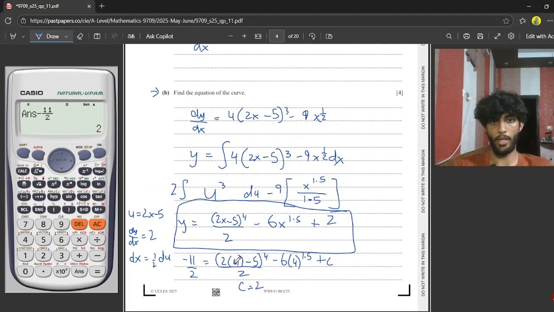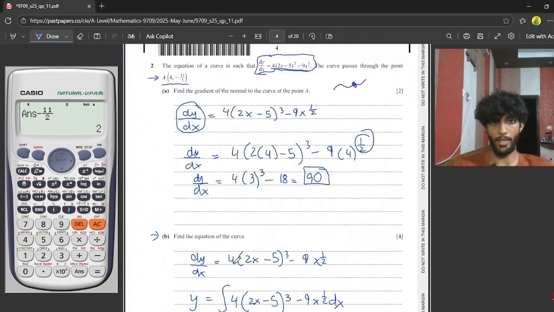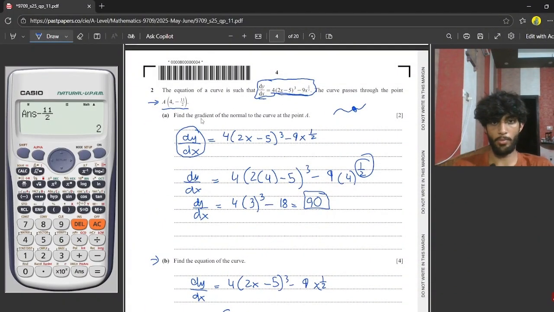Before heading to part 3, I just realized that I made a mistake in part A. And what the mistake was that I was supposed to find the gradient of the normal. What I did was, let's say if this right here was the point A, so this is point A, what I just did is I just found the gradient of the curve at this point, or the gradient of the tangent line at this point. So let me just draw a different curve. Imagine if the curve was something like this, and this was point A. What I've essentially done is I found out the gradient of this tangent line.